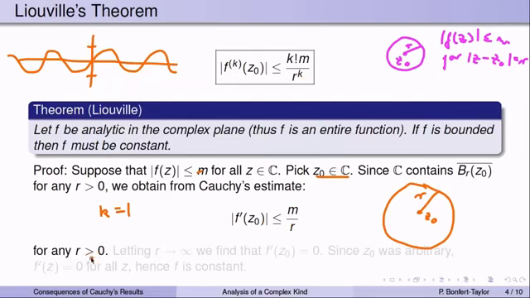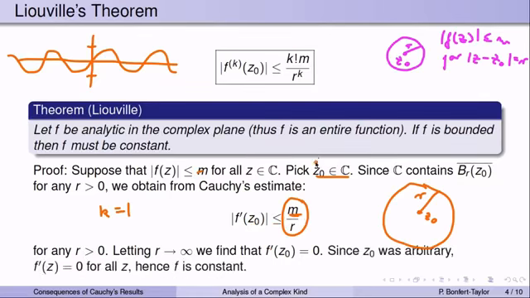But this is true for any r greater than 0. So we can choose a really, really large value for r, as large as we want to. So we can, in fact, let r go to infinity. And if we do that, this number on the right-hand side gets smaller and smaller, because m is a fixed number. If we divide this fixed number m by a really, really large number, it will go to 0. In other words, the derivative of f at z0 has to be equal to 0 because it is smaller in absolute value than any number I can come up with.